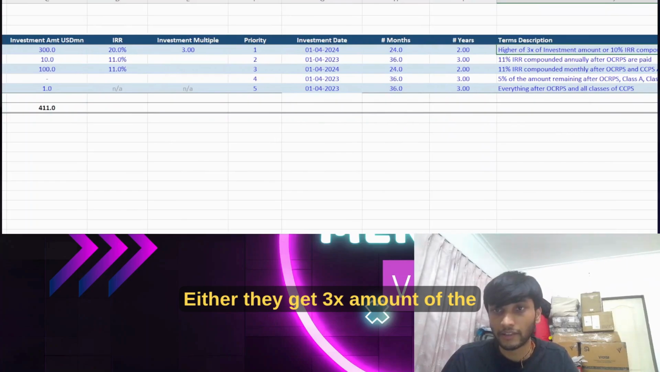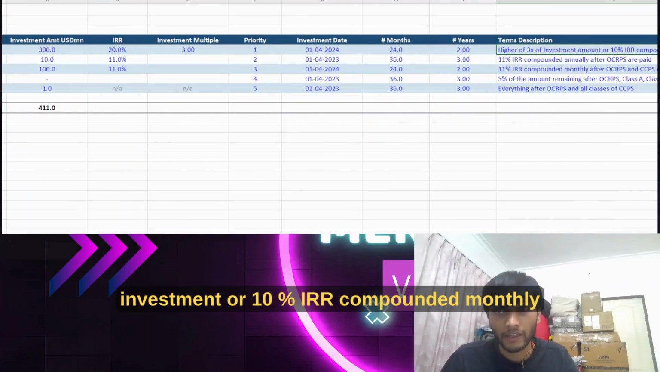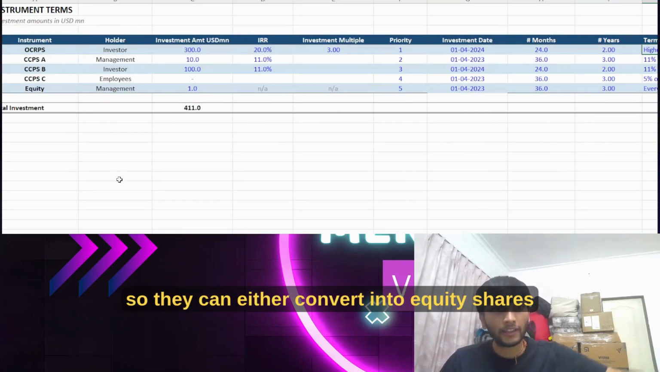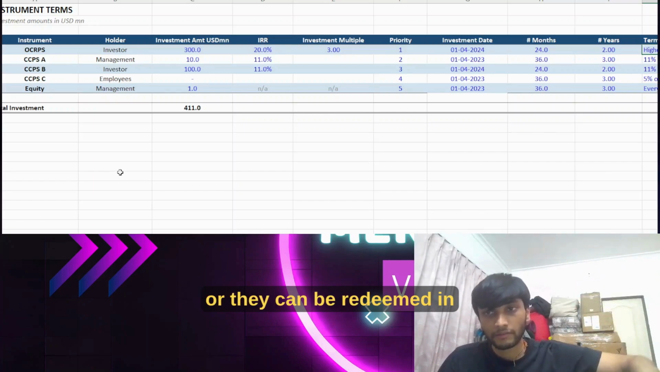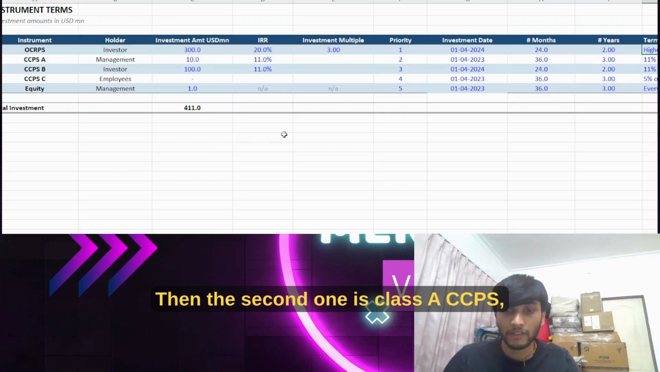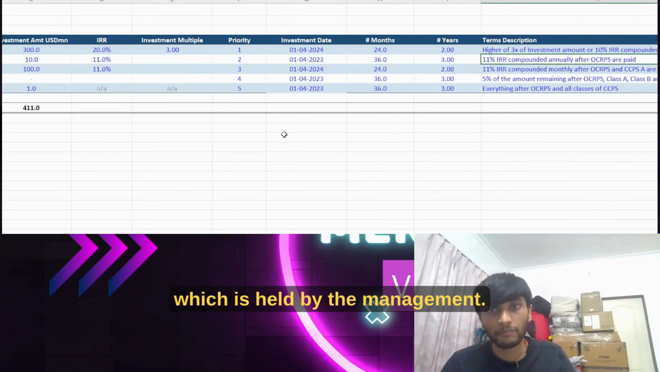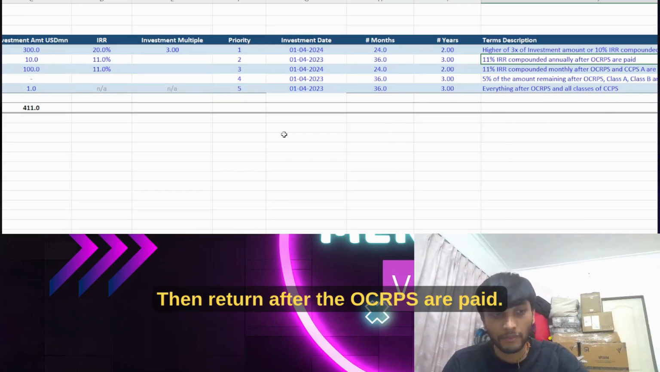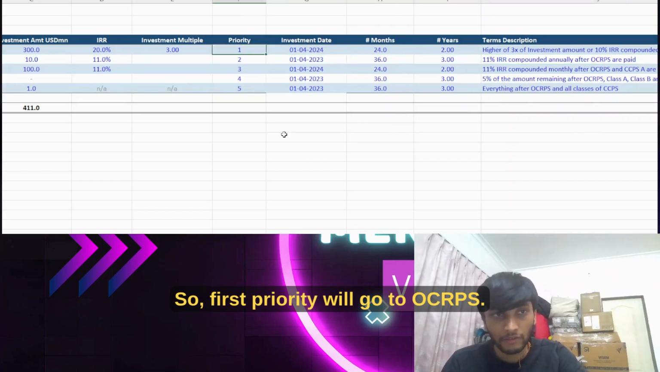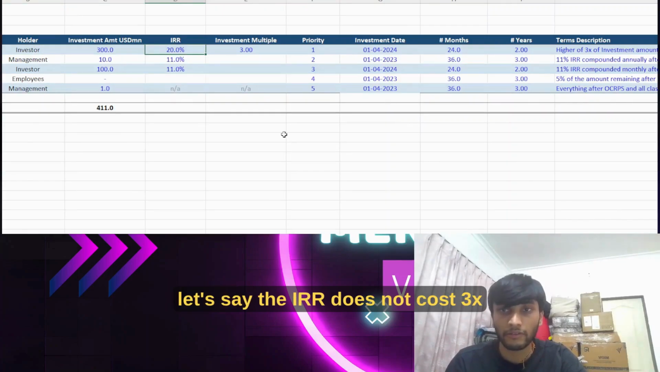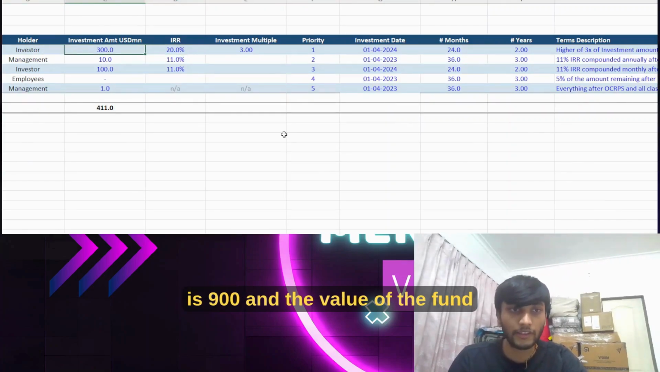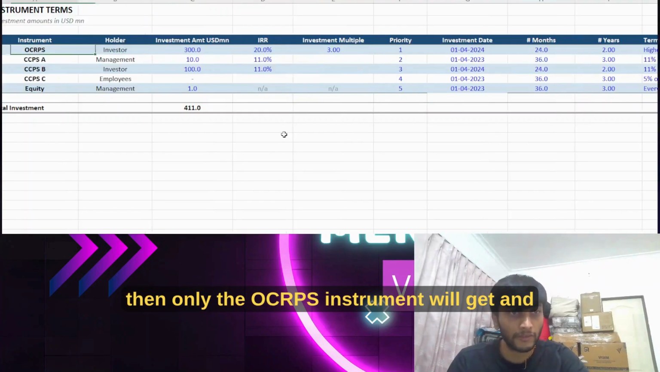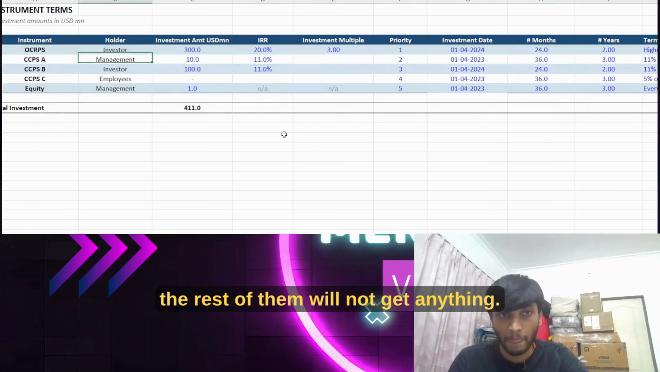Now if we see the terms of these instruments, for the OCRPS the terms are simple. Either they get 3x the amount of the investment or a 10% IRR compounded monthly, and these are OCRPS, so they can either convert into equity shares or be redeemed in cash. Then the second one is class A CCPS, which is held by the management. Their terms are simply an 11% compounded annual return after the OCRPS are paid. So first priority will go to OCRPS. If the OCRPS value, let's say the IRR does not cross 3x, is 900, and the value of the fund is also 900, then only the OCRPS instrument will get paid, and the rest of them will not get anything.